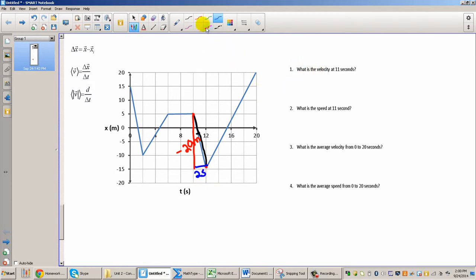So the velocity at 11 seconds we found from the slope of the line, so it's just negative 20 meters over 2 seconds, giving us negative 10 meters per second. So the speed at 11 seconds is just the magnitude of the instantaneous velocity at 11 seconds, so that's going to be just 10 meters per second, no direction.